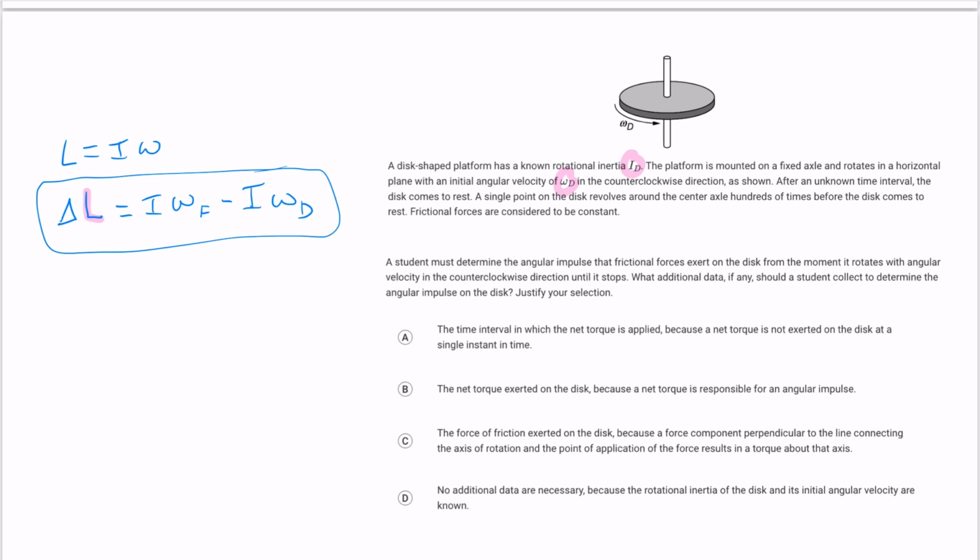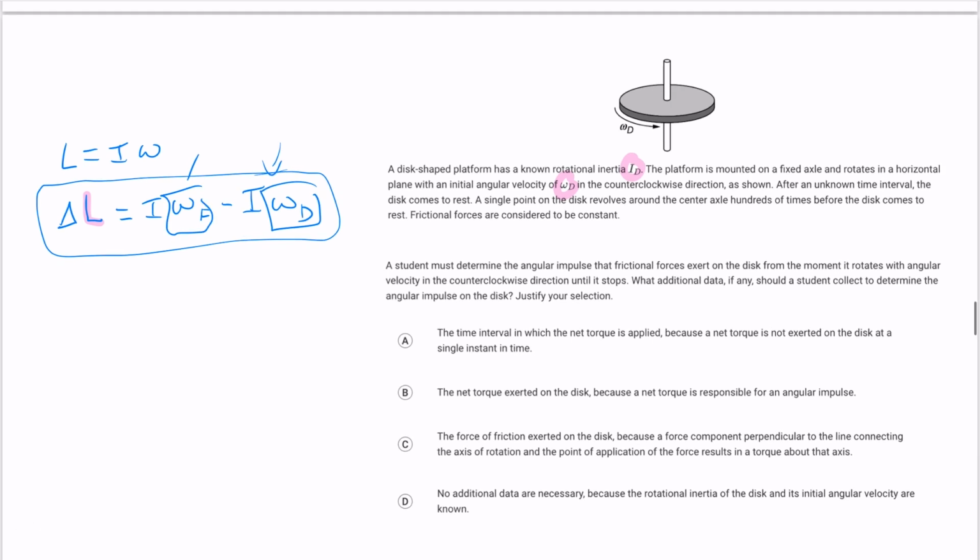That said, we have everything here. We know that omega sub d is the initial. We know that omega sub f is 0 because it comes to rest. And then it says that the moment of inertia is known. So actually no other information is required in order to find the impulse or the change in momentum. So I'm going to go ahead and click D and move on.